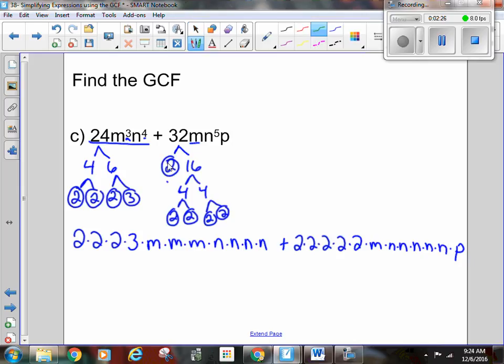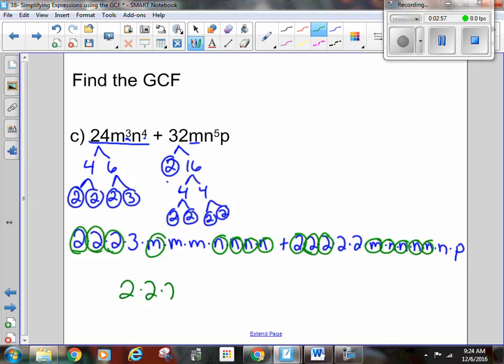To find the greatest common factor, we're going to find what's the most I can divide out of each of these. So I'm going to circle something. If I can circle it in both of them, I'm going to do that. I can take 3 2's out of each of them, and then I can take an m out of each of them, and then I can take out 4 n's. 1, 2, 3, 4. So that's the most. Everything I've circled, I'm going to just write down once. So I have 2 and 2, an m, and 1, 2, 3, 4 n's.